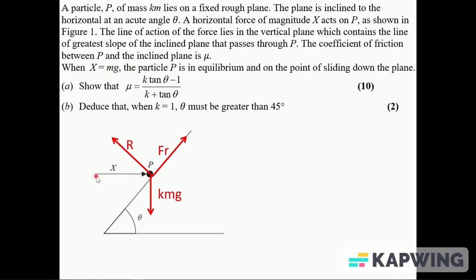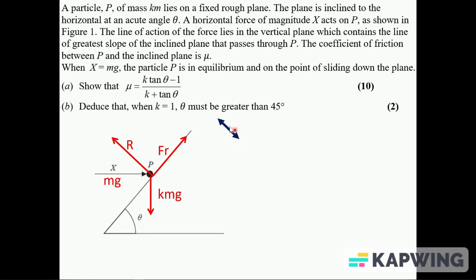So you imagine if the x wasn't there, it'd be very, very small then, and P would just slide down the plane. But x is a bit bigger, just big enough to hold it in place with the help of the friction. And we've got to show that mu is equal to that. It tells us that x is equal to mg.